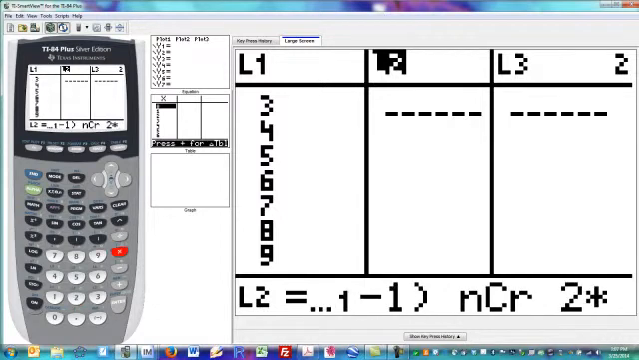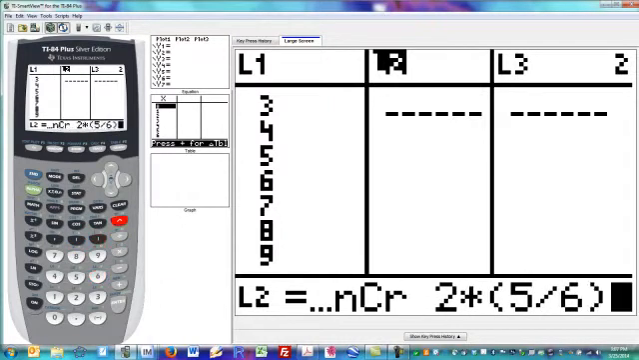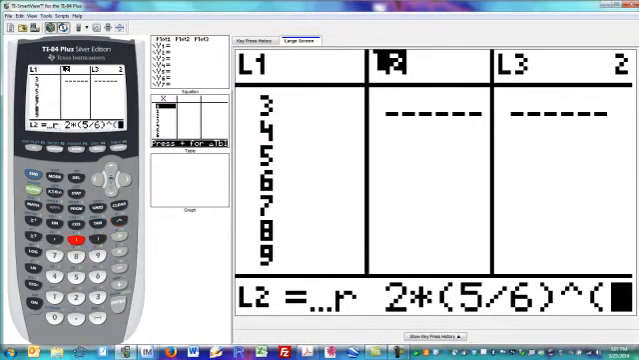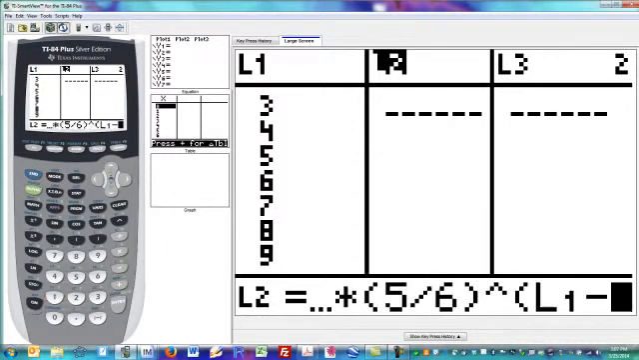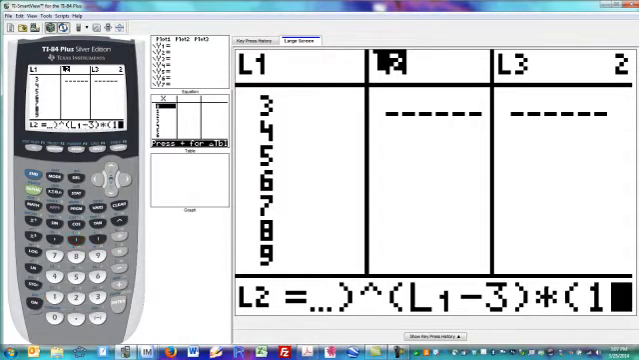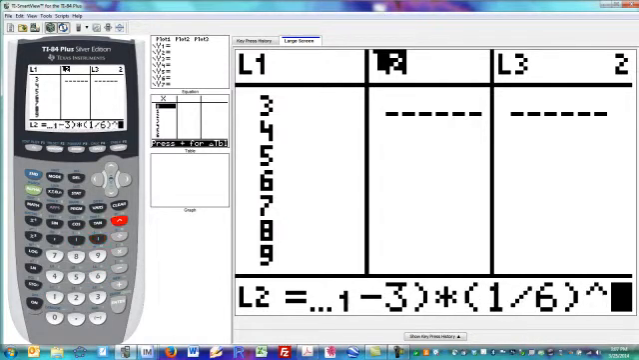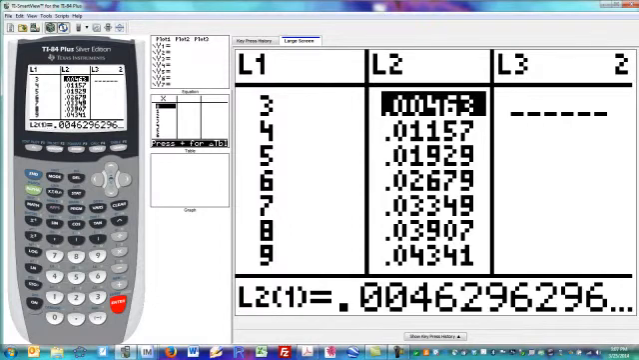And then what are we going to do? We're going to multiply that by 5/6 raised to, again, the value of the random variable, which is L1 minus 3. And then we're going to multiply that by 1/6 raised to the third. So just using the expression that we generated from our handwork to calculate the probability of each of these outcomes for the random variable.